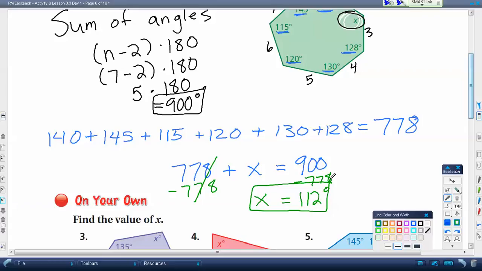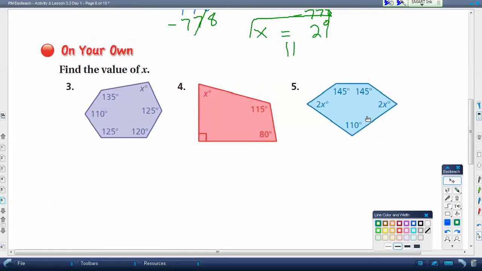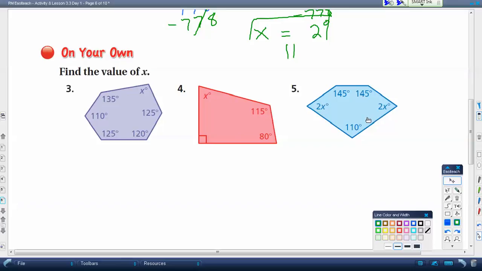All right, so if we take a look at question number 5 at the bottom of the page, this gets a little bit trickier, this on your own problem. Okay? So remember, the first thing you have to identify is what is the total sum. If I want to figure out what is the value of x, here in this situation, it's a little bit unique.